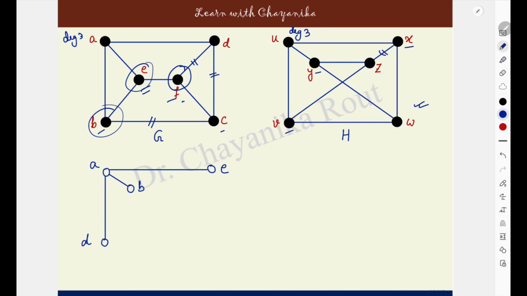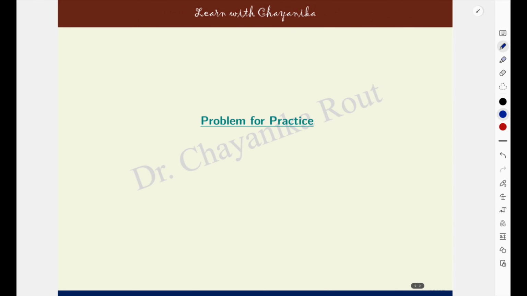So basically I have checked all the positioning that can happen between the vertices D, B and E, and for any possible positioning I cannot match the structure with that of H. Finally, I get stuck at some point. So I will say G is non-isomorphic to the graph H, and hence there is no such isomorphism or bijection here. I hope the concept is quite clear to you.